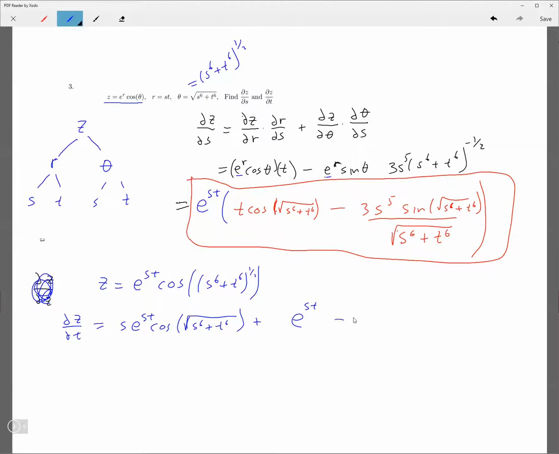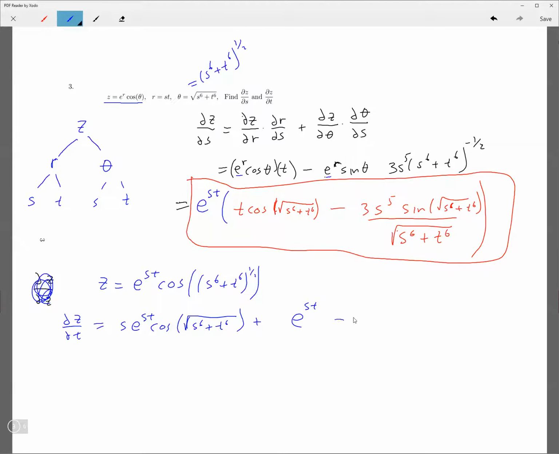This one's going to give you negative sine of the square root of s to the 6 plus t to the 6. And then for the derivative of the inside, you're going to have a 1/2, and a 6t to the 5th come out, so 3t to the 5th comes out there. And then you're going to have this to the minus 1/2, so it's all over the square root of s to the 6 plus t to the 6th. Okay. And so again, this is multiplied, by the way.